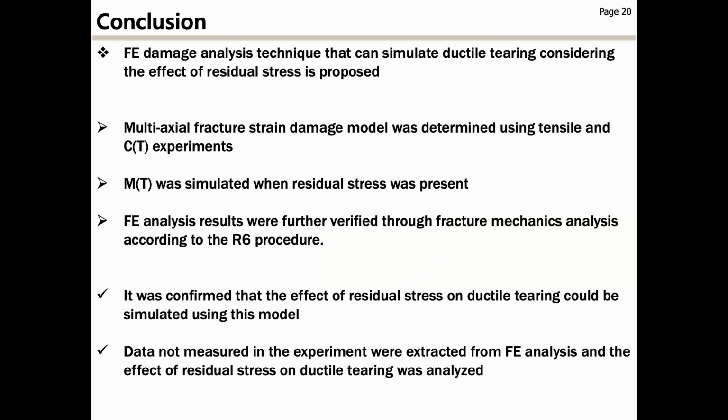In this study, an FE damage analysis technique that can simulate ductile tearing considering the effect of residual stress is proposed. A multi-axial fracture strain damage model was determined using tensile and CT experiments. MT was simulated when residual stress was present, and FE analysis results were further verified through fracture mechanics analysis according to the R6 procedure. According to this procedure, it was confirmed that the effect of residual stress on ductile tearing could be simulated using this model. And data not measured in the experiment were extracted from FE analysis, and the effect of residual stress on ductile tearing was analyzed.